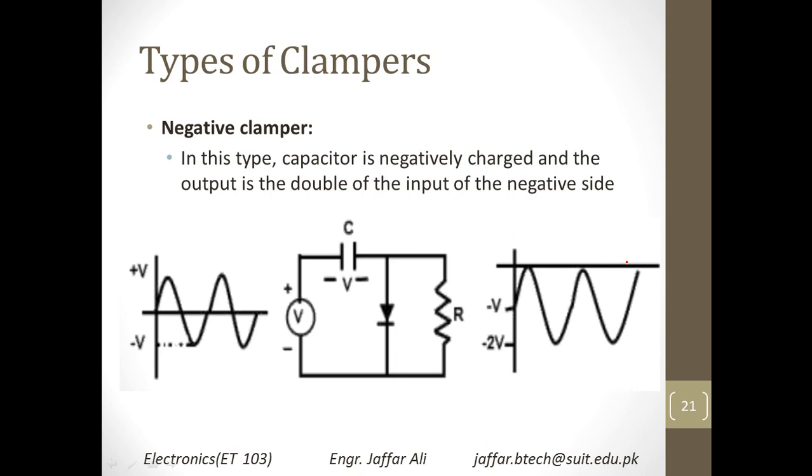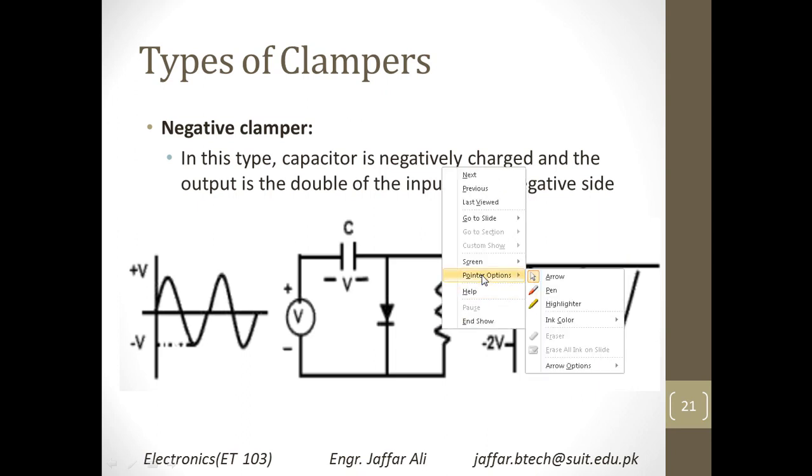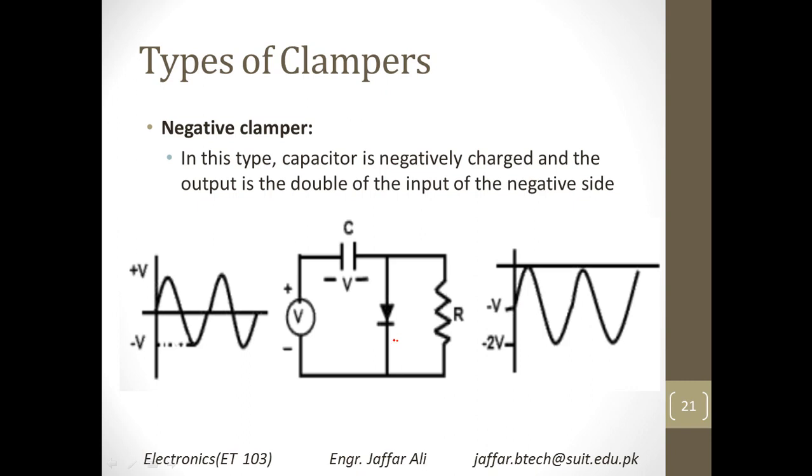The negative clamper works on the same principle, but similar to clippers, you only have to change the direction of the diode, and by changing the direction of the diode, you are basically shifting the whole signal in the downward direction. You see that the amplitude has become -2V instead of -V. Negative V has been converted into -2V, because in the negative flow of the circuit, the charges will be stored in the capacitor and will be added to the negative cycle of the signal.